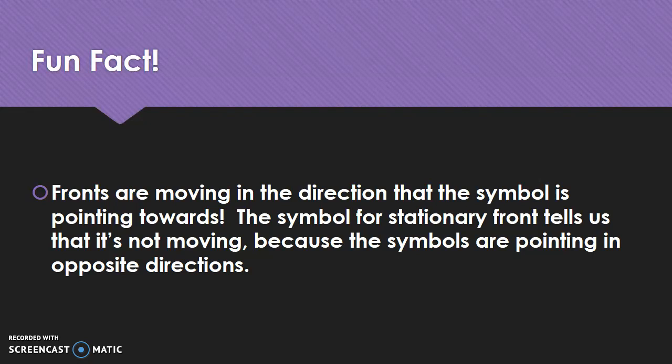So when you look on a weather map and you see those symbols, you can easily predict how the weather is going to change in an area if there's a front nearby. If you know that the front is moving towards that area, you can predict what's going to happen when the front gets there based on knowing what type of weather that front brings.